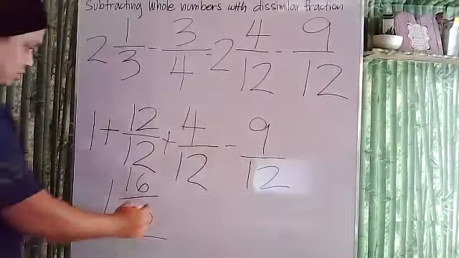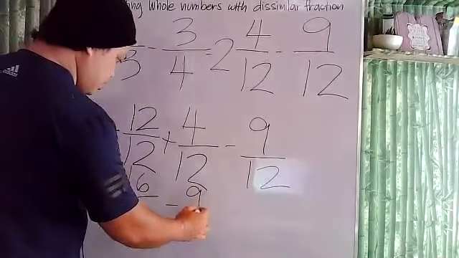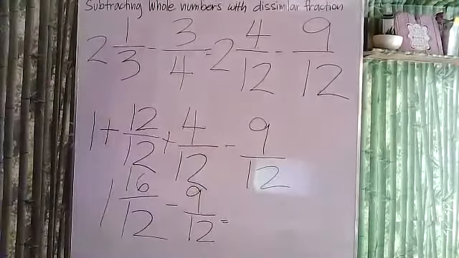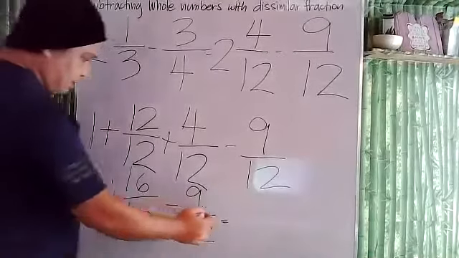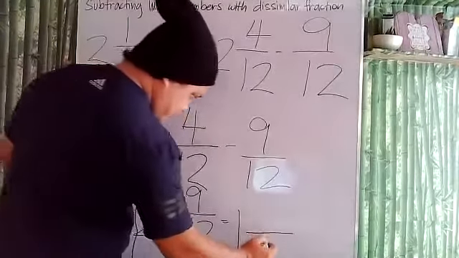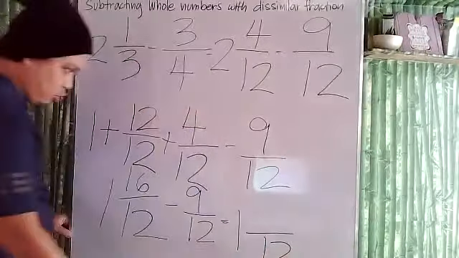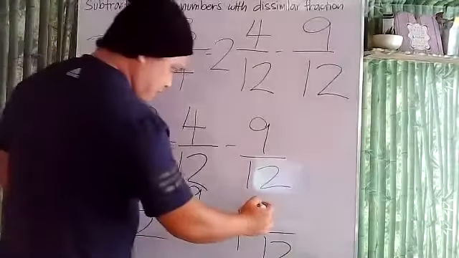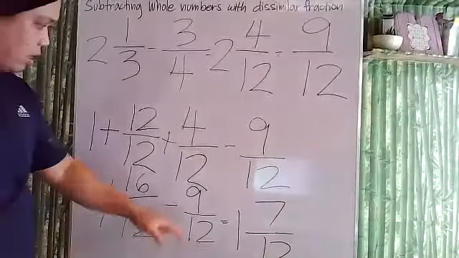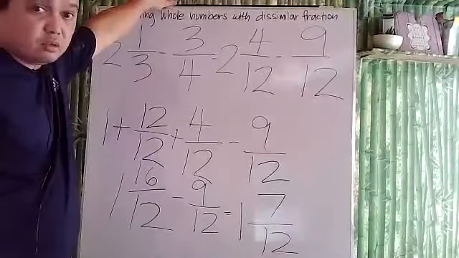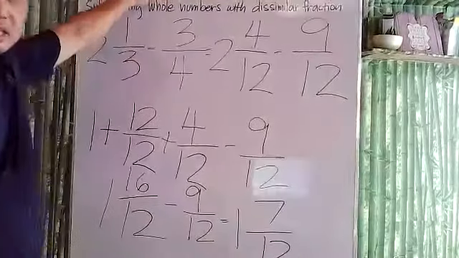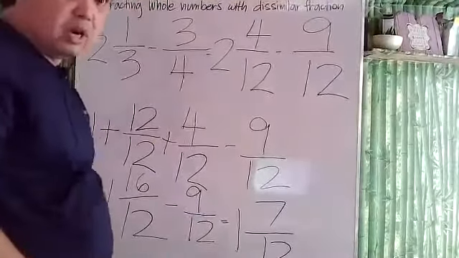Okay? Minus 9 over 12. Okay? Now let's subtract. 1 minus nothing is 1. Copy their denominator, which is 12, and subtract their numerators, which is 16 minus 9 is 7. Okay? So, therefore, for our final answer here, that's 1 and 7 over 12. That's how you answer this similar fraction.